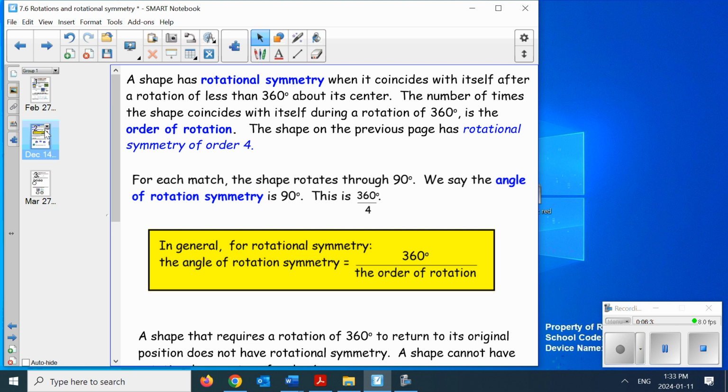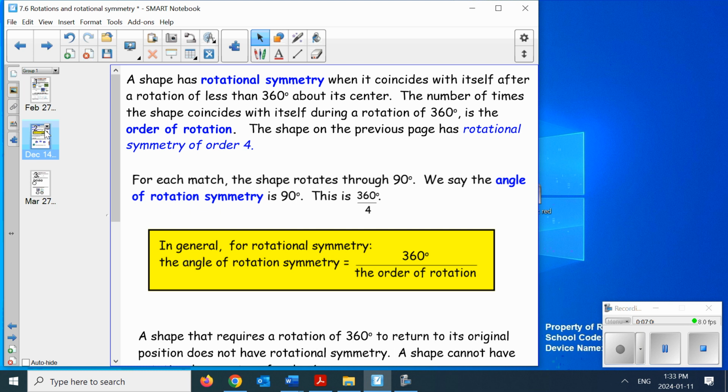A shape has rotational symmetry when it coincides with itself after a rotation of less than 360 degrees about the center. If it doesn't have rotational symmetry, you could still spin it around once, 360, and be right back on itself, but we don't call that symmetry. It has to have more than one, somewhere less than 360.